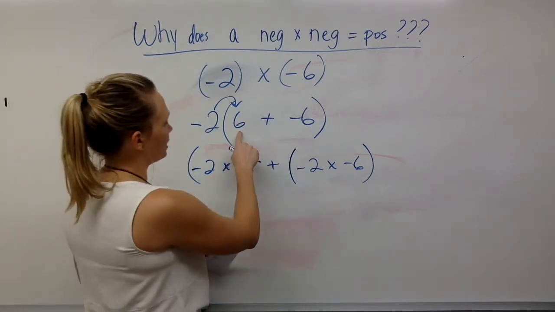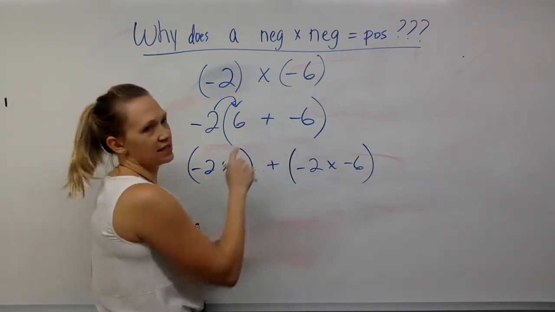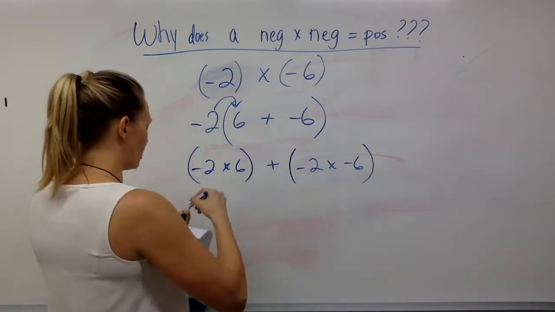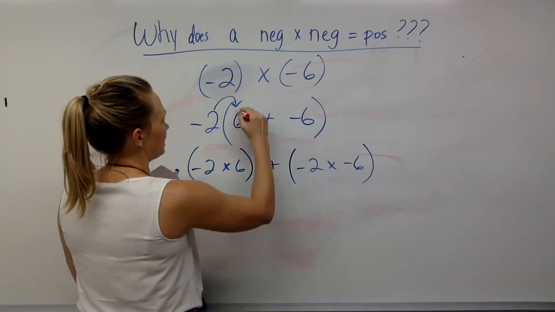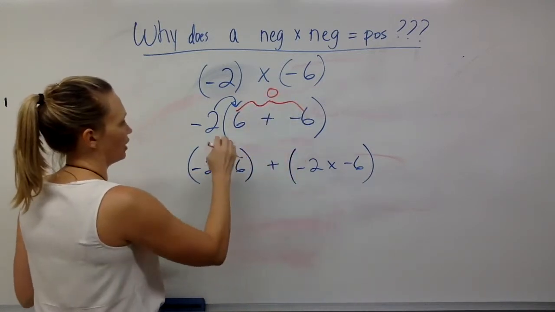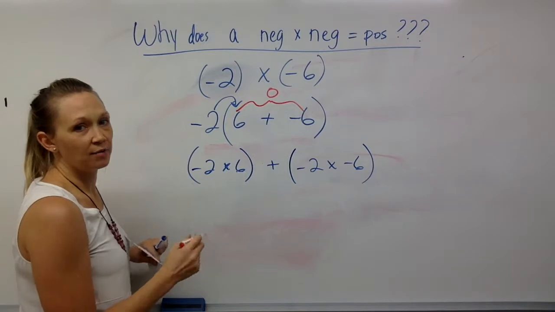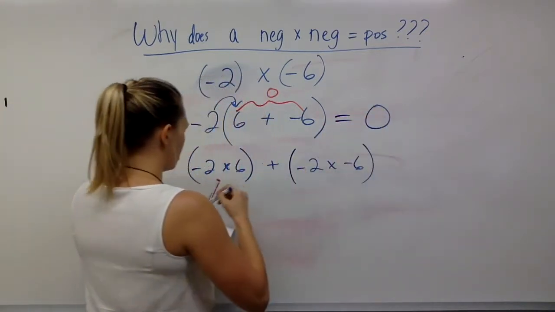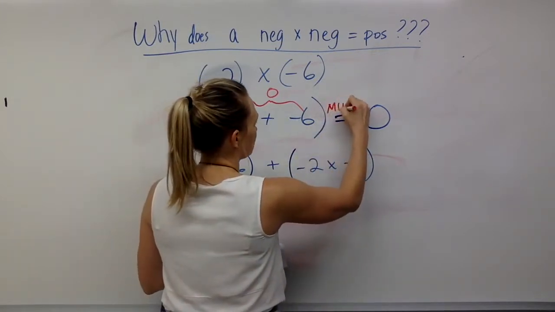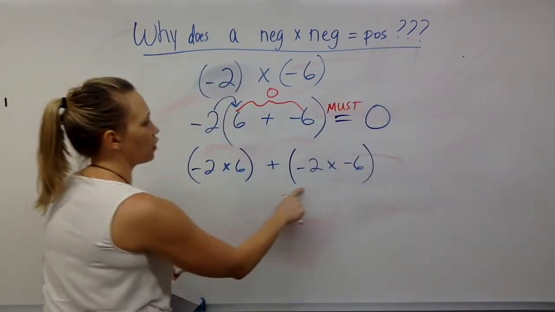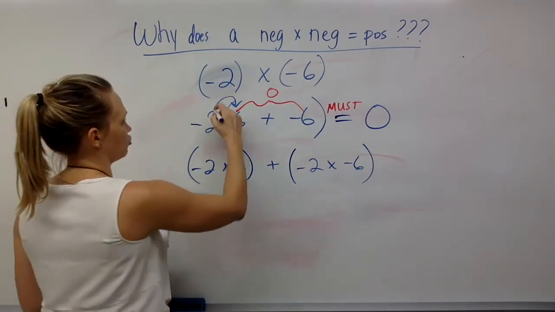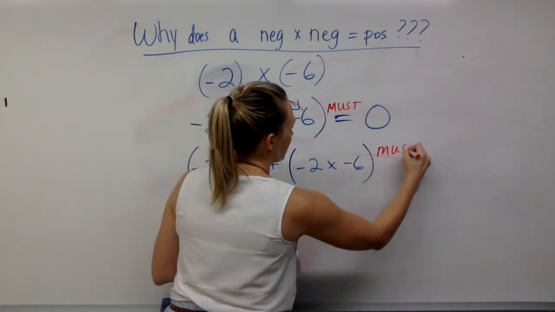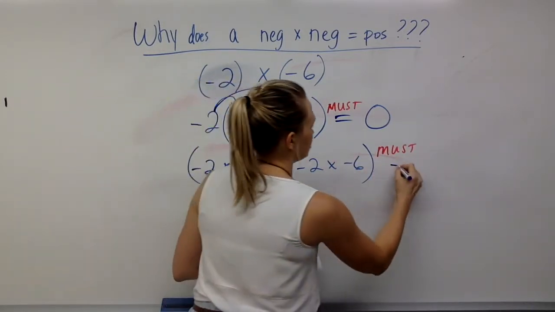So, what do I know about 6 plus -6? What does that equal? 0, right? So this quantity in here has to be 0. Okay? So what is -2 times 0 then? What must it be? It must be 0. So our quantity here has to equal 0. Okay? So even though I wrote it out using the distributive property where I distribute -2 to both the inside, I know that my solution must be 0 as well.